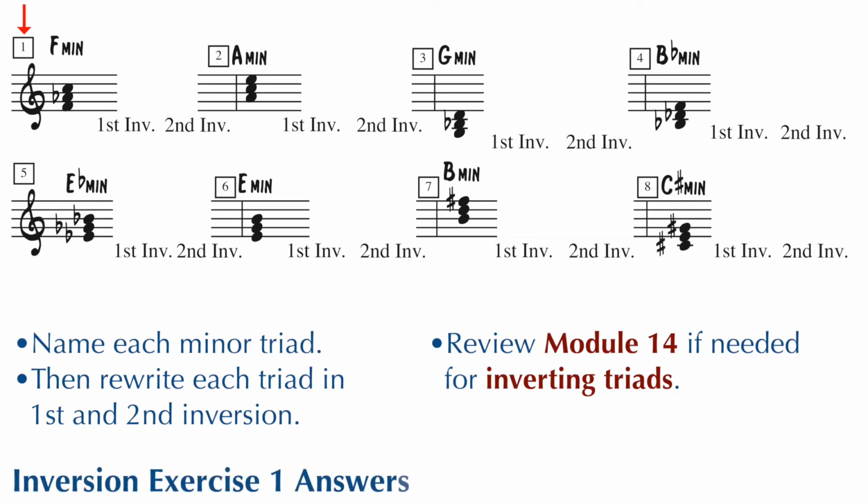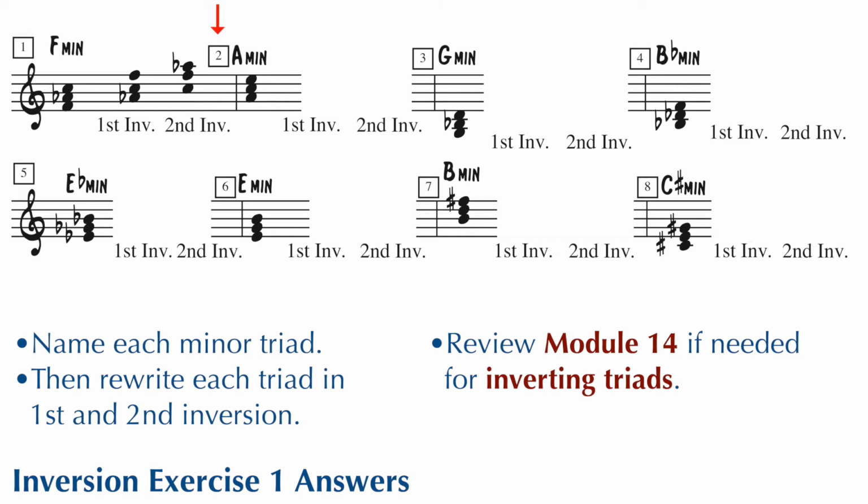Number 1, this is an F minor triad. To change that to first inversion, raise the root of the chord, the F, an octave higher, leaving the third in the bass, or as the lowest note. And now we have a first inversion F minor, A flat, C, F. To change that into second inversion, raise the A flat an octave higher. Now the fifth of the chord is in the bass, the C. Now we have a C, F, A flat.